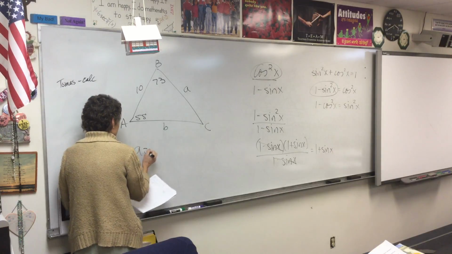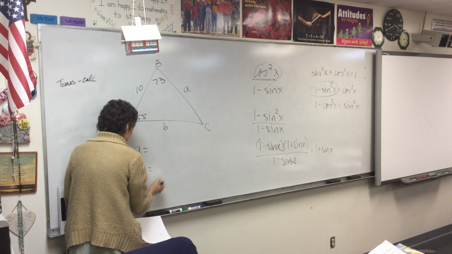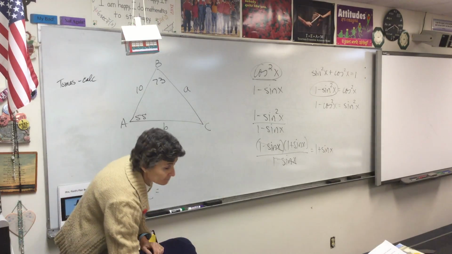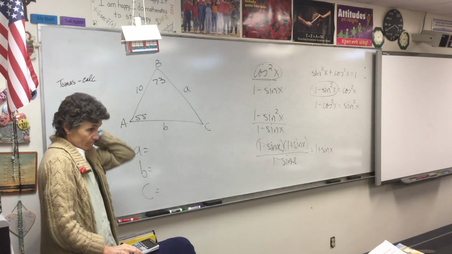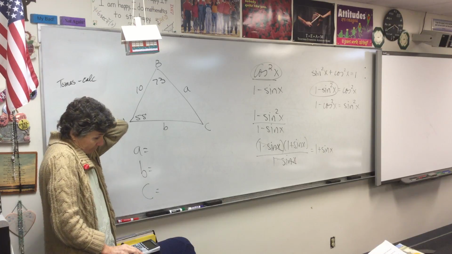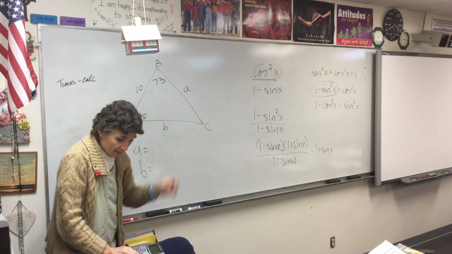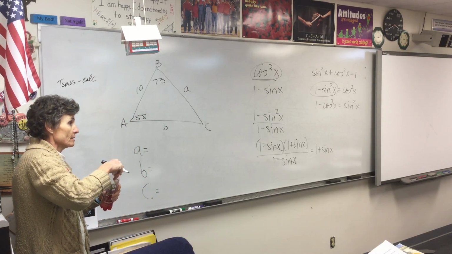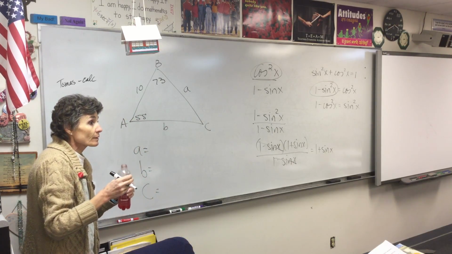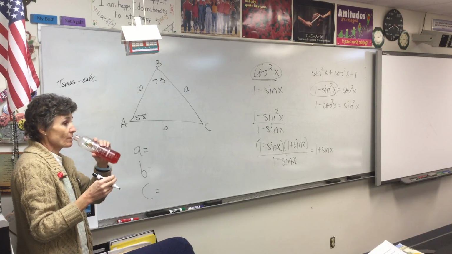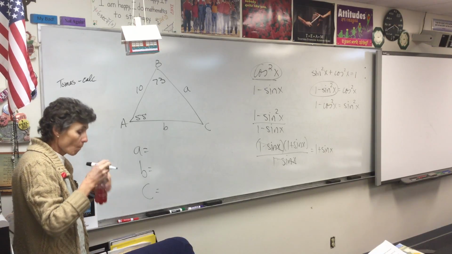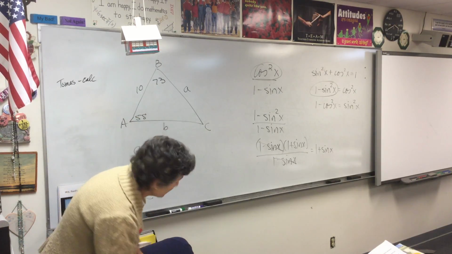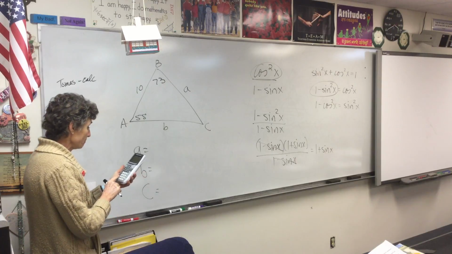And we want to find side A, side B, and angle C. Okay. Now let's all focus. We can do this. We got this. We have to find the missing angle. And Paul, how do you do that? 180 minus 29. The missing angle is easy.